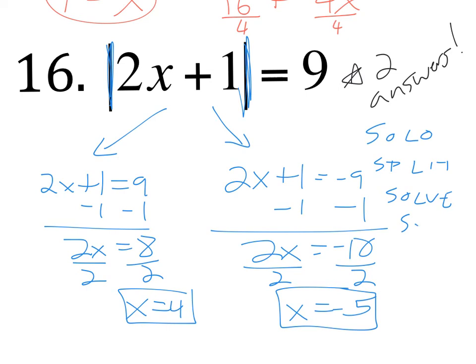The last s is sure, as in you can check your answer. 2 times 4 is 8 plus 1 is equal to 9. Perfect. I check the negative 5. 2 times negative 5 is negative 10. Negative 10 plus 1 is negative 9. And the absolute value of negative 9 is 9. So that checks out also. And you're done with page 1.